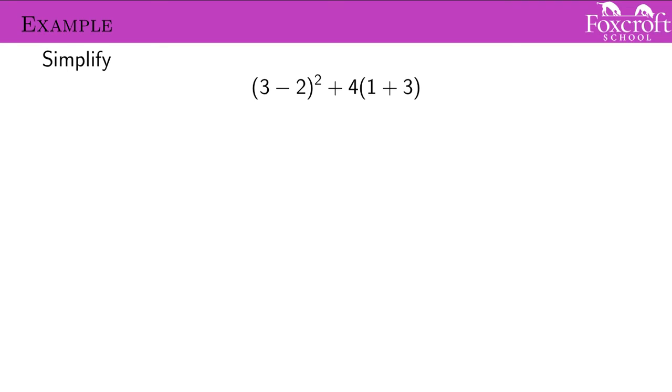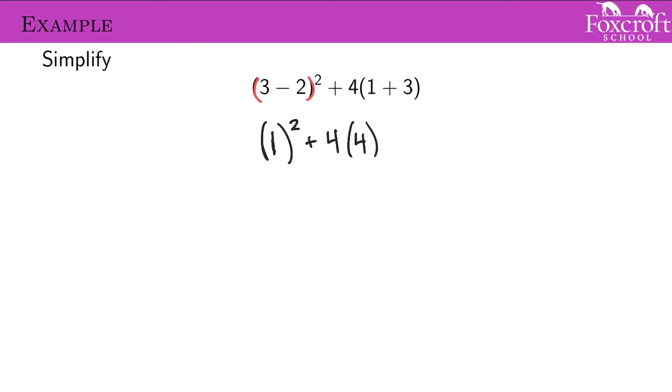All right, so here's our first example. Again, the first thing we'll do is look for groupings, and the most common groupings you'll see are parentheses. So we're going to simplify inside these parentheses first. So 3 minus 2 is 1. And keep everything else the same. And I can also simplify inside of this grouping. 1 plus 3 is 4.